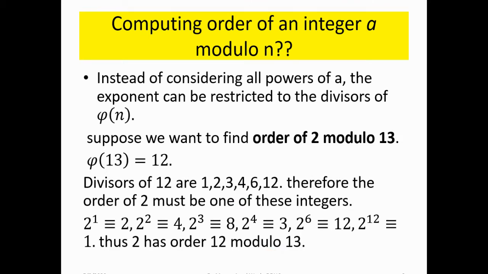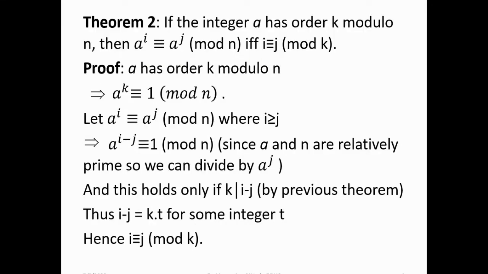So in our exercise of finding the order of an integer modulo n, the work is reducing. We don't have to calculate all the powers. Now let us see this theorem. If the integer a has order k mod n, then a to the power i is congruent to a to the power j mod n if and only if i is congruent to j mod k. So if a to the power i and a to the power j are congruent under mod n, then i and j should be congruent mod k. Then we have this result.